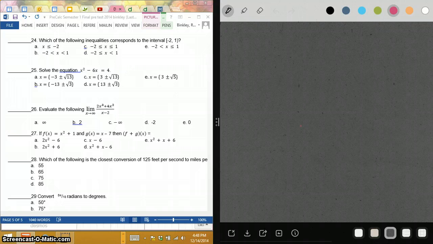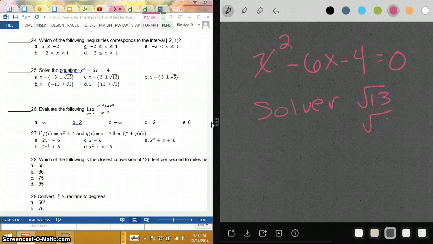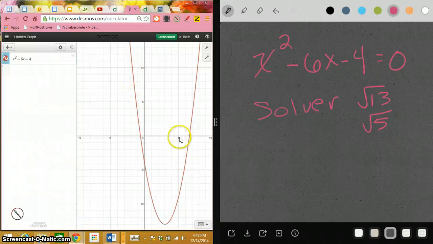25, solve the equation x squared minus 6x equals 4. You guys, what I did is I just set this equal to 0 and put it in the calculator. x squared minus 6x minus 4 equals 0. And I actually put it in the quadratic solver, which does not give you radical form. It won't give you the square root of 13 or the square root of 5. But it gets you close enough that you can figure out what it is. And I did graph it also, which means that I could get kind of an idea of where it was going to be. It was going to be a little bit bigger than 5 and a little bit smaller than 0.